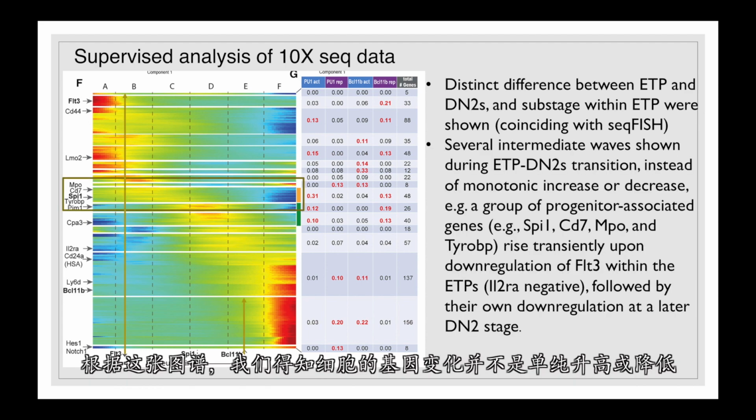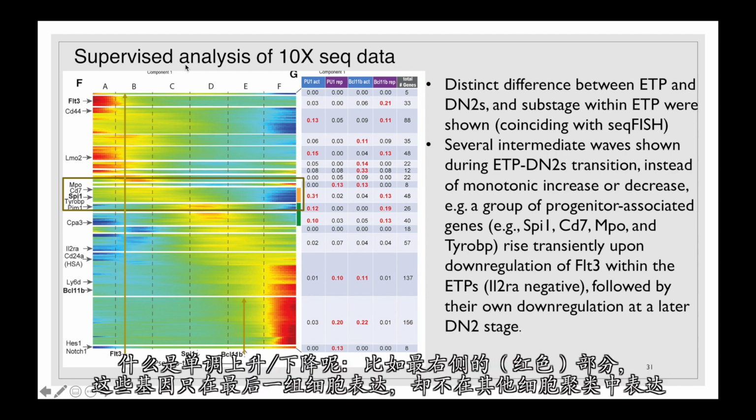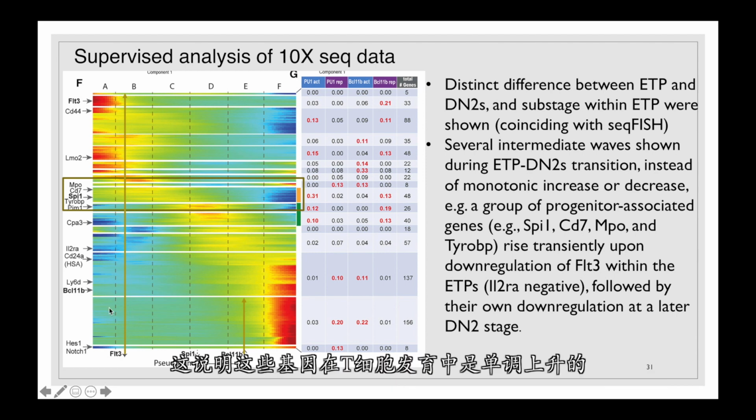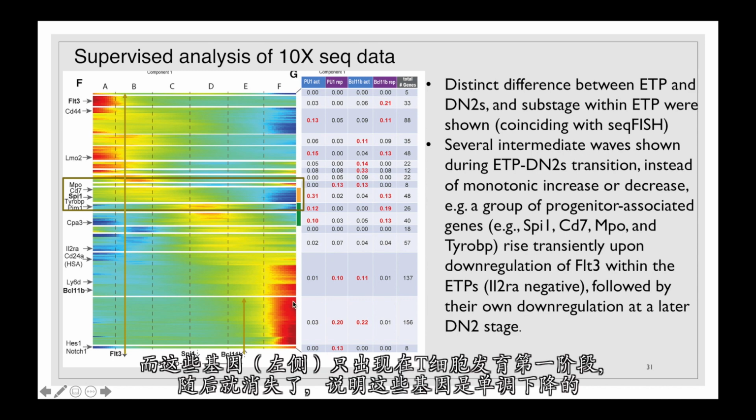According to the expression pattern here, we can find the genes actually didn't change in a monotonic increase or decrease pattern. What is a monotonic increase pattern? For example, a gene that only appears at this stage but not in most clusters. And a monotonic decrease is a gene that only appears at the first stage of the cells, and after that disappears totally.